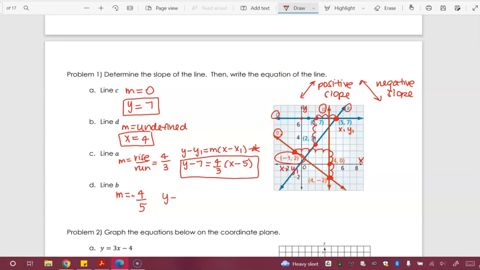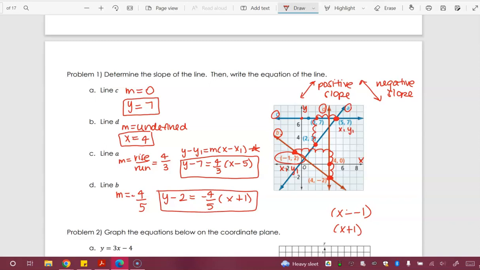So I'm going to have y minus 2, my y1, equals my slope times x minus a negative 1, that turns into plus 1. We are no longer, guys, writing two signs together. That's silly, right? We're in Algebra 1 now. We can know that two negatives make a positive. There's my equation of that line.